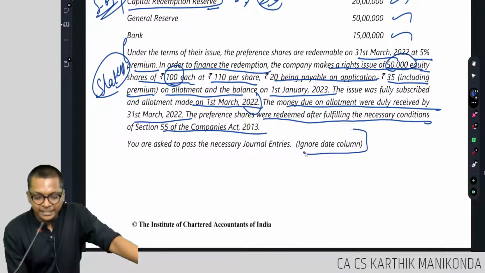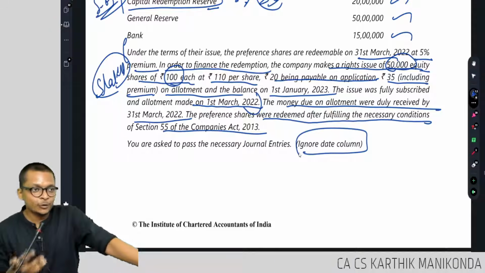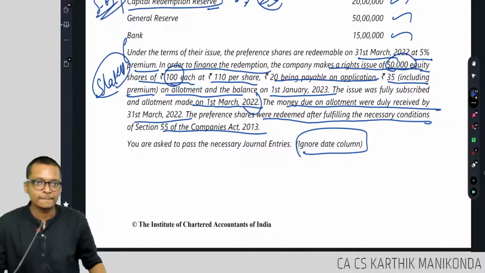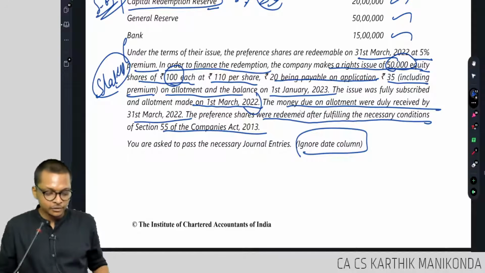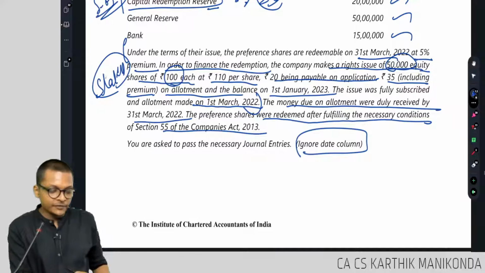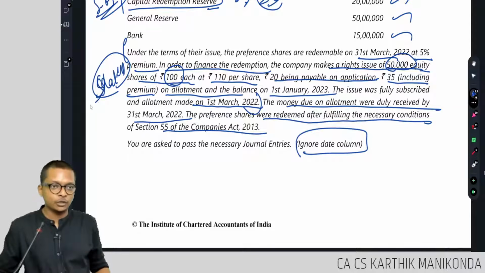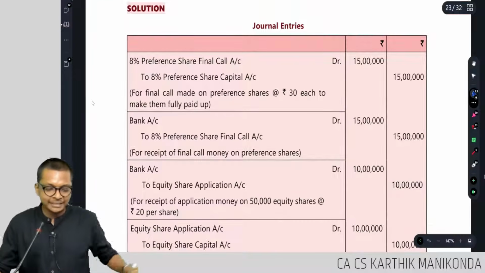Oh, he told to ignore the date column. Super. That means no marks for the date even if you write it. 50,000 into 100, 50 lakhs. Sorry, you are right. 50 lakhs is the value of the rights issue. Look at the entries, guys.